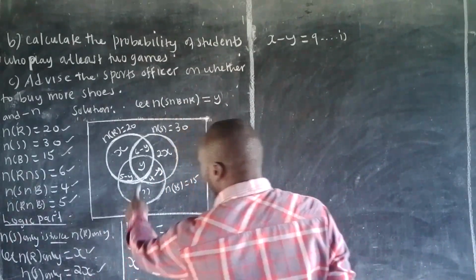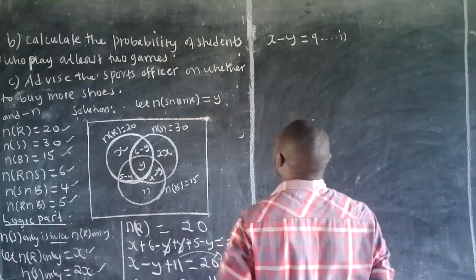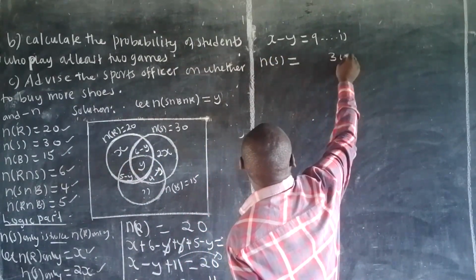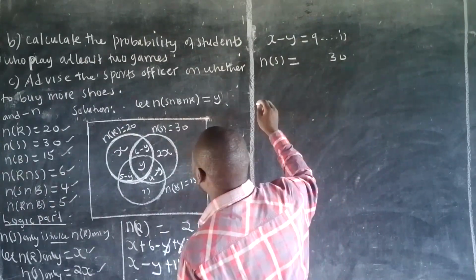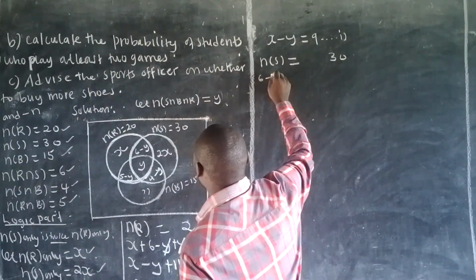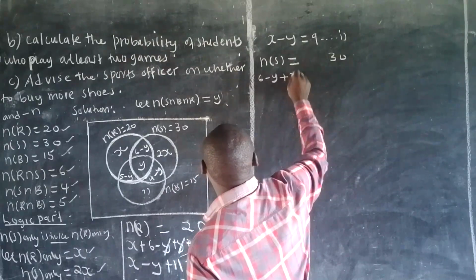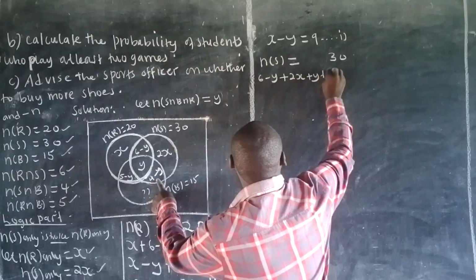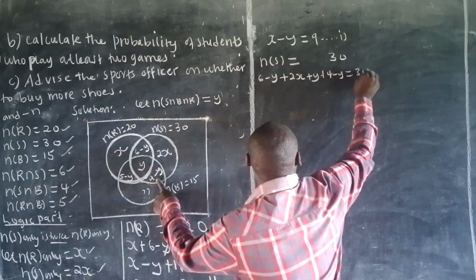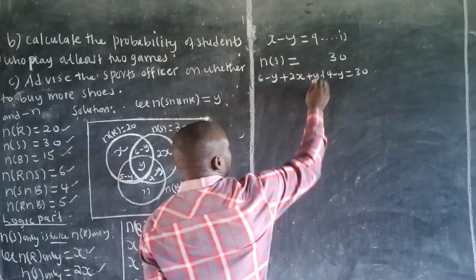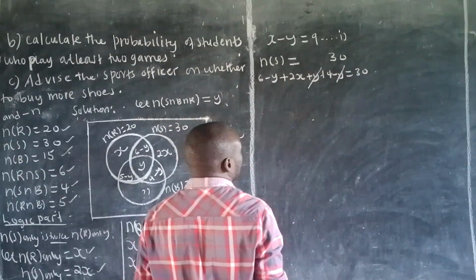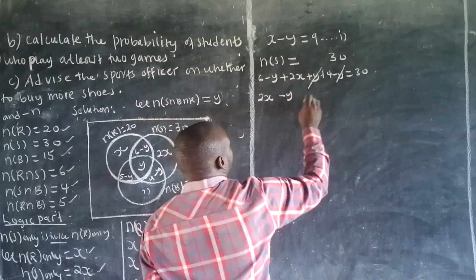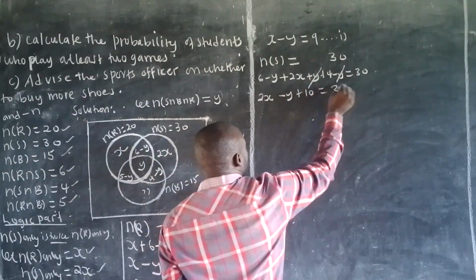All right, so let us continue. Why I'm using this set is because it's complete. Let me now come to this set. The fact from the number in S is equal to 30, and that was 6 minus y plus 2x, plus y, then plus 4 minus y is equal to 30. Now this positive y and negative y cancel out. What am I remaining with? I'm remaining with 2x minus y. Now add 6 plus 4. That will be 10, and it is equal to 30.